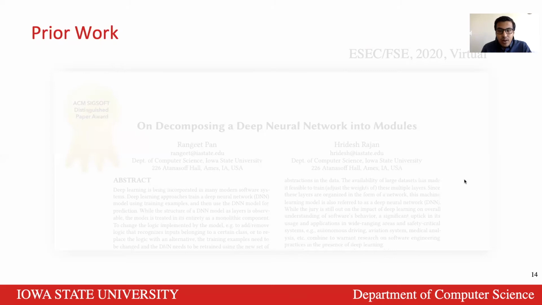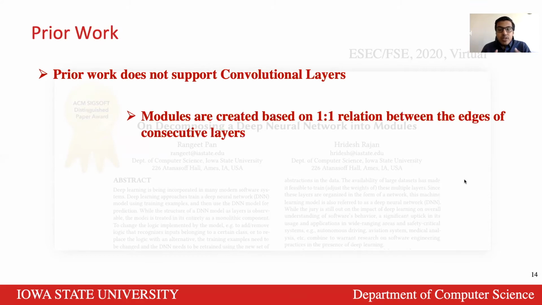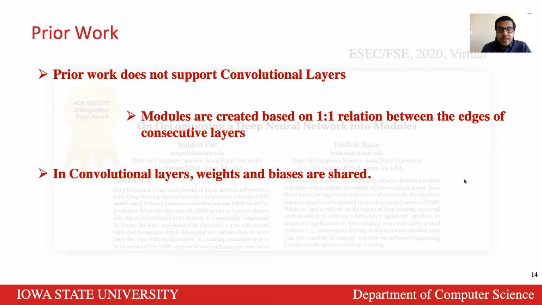However, the prior work focused on dense space networks and did not explore more complex deep learning techniques such as convolutional neural networks. The prior work relies on the dense architecture of the model, where nodes and edges, weights and bias have a one-to-one relationship. In contrast, edges in CNN are shared among all the input and output nodes.